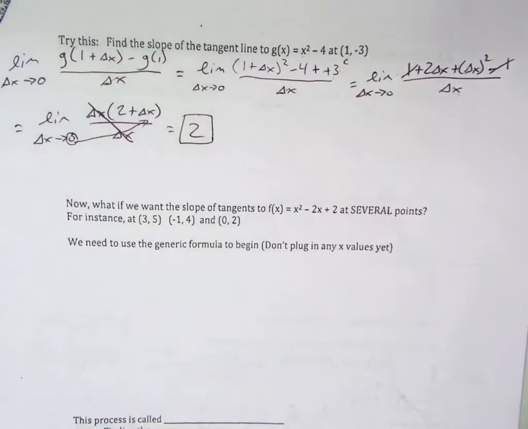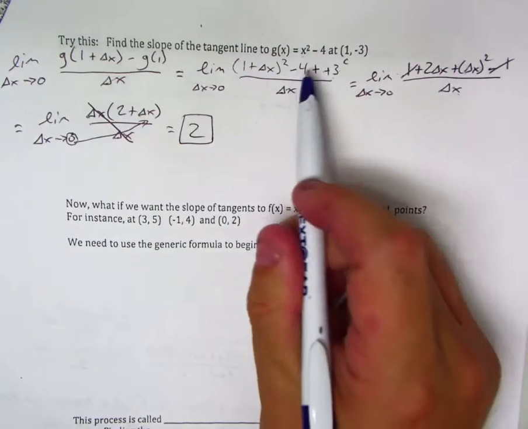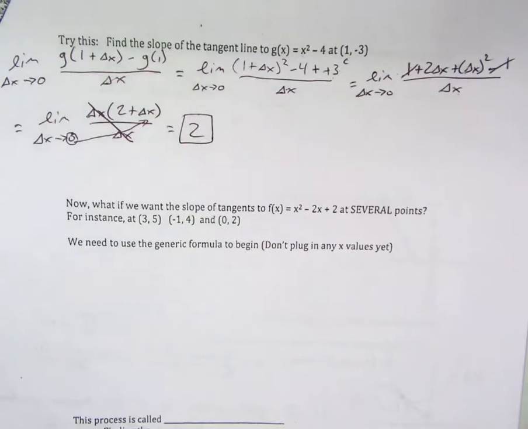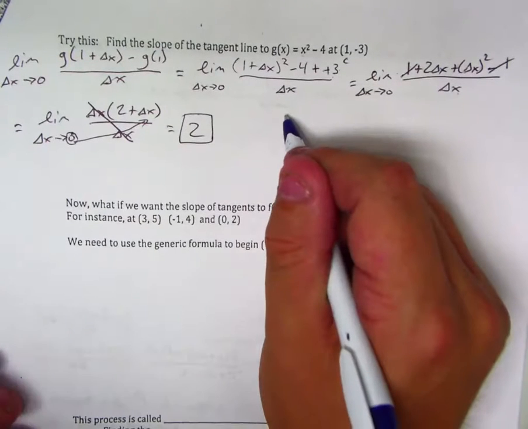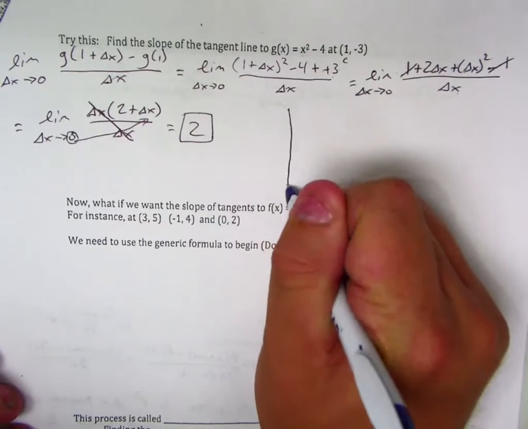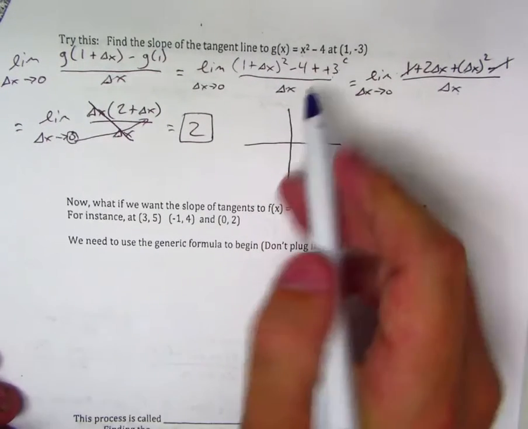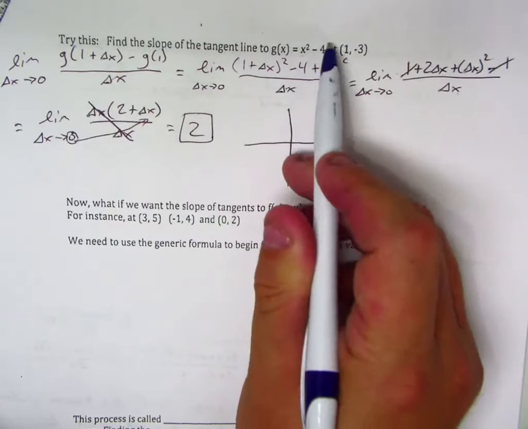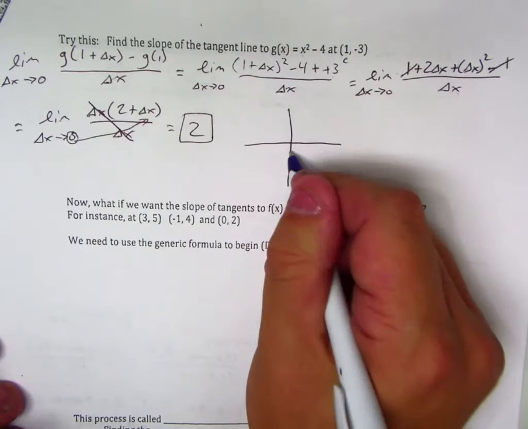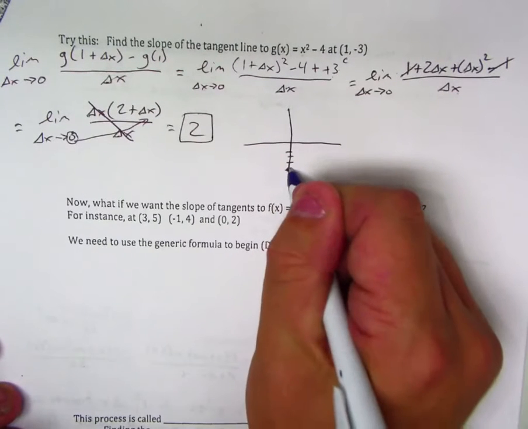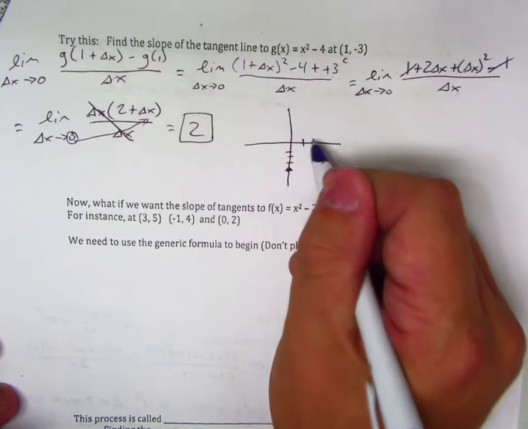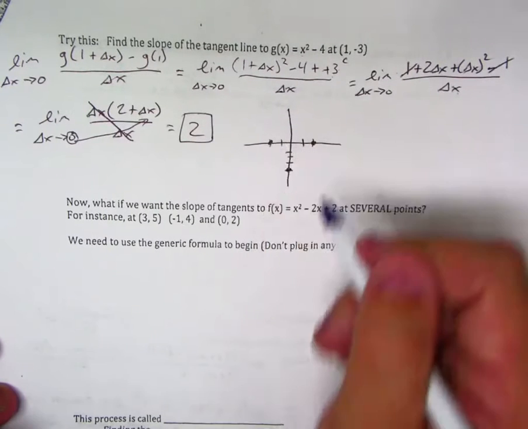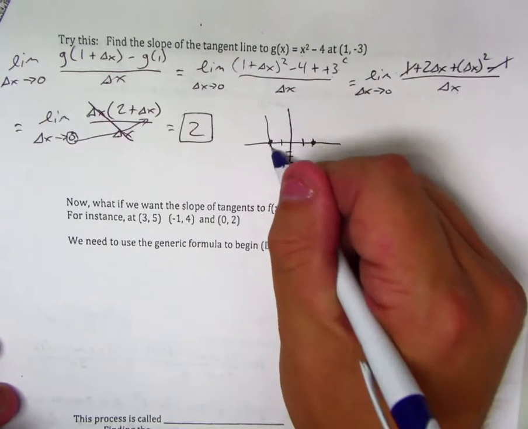So what we just found is the slope of the tangent line to this function at 1, negative 3. And I want to show that graphically. You don't have to draw this if you don't want, but I think it's important to understand graphically what we're doing as well. So I'm going to graph this function, x squared minus 4. It's going to be a parabola. The y-intercept's negative 4. The x-intercepts are going to be 2 and negative 2, if you would solve it out. So real rough sketch. Draw the parabola.